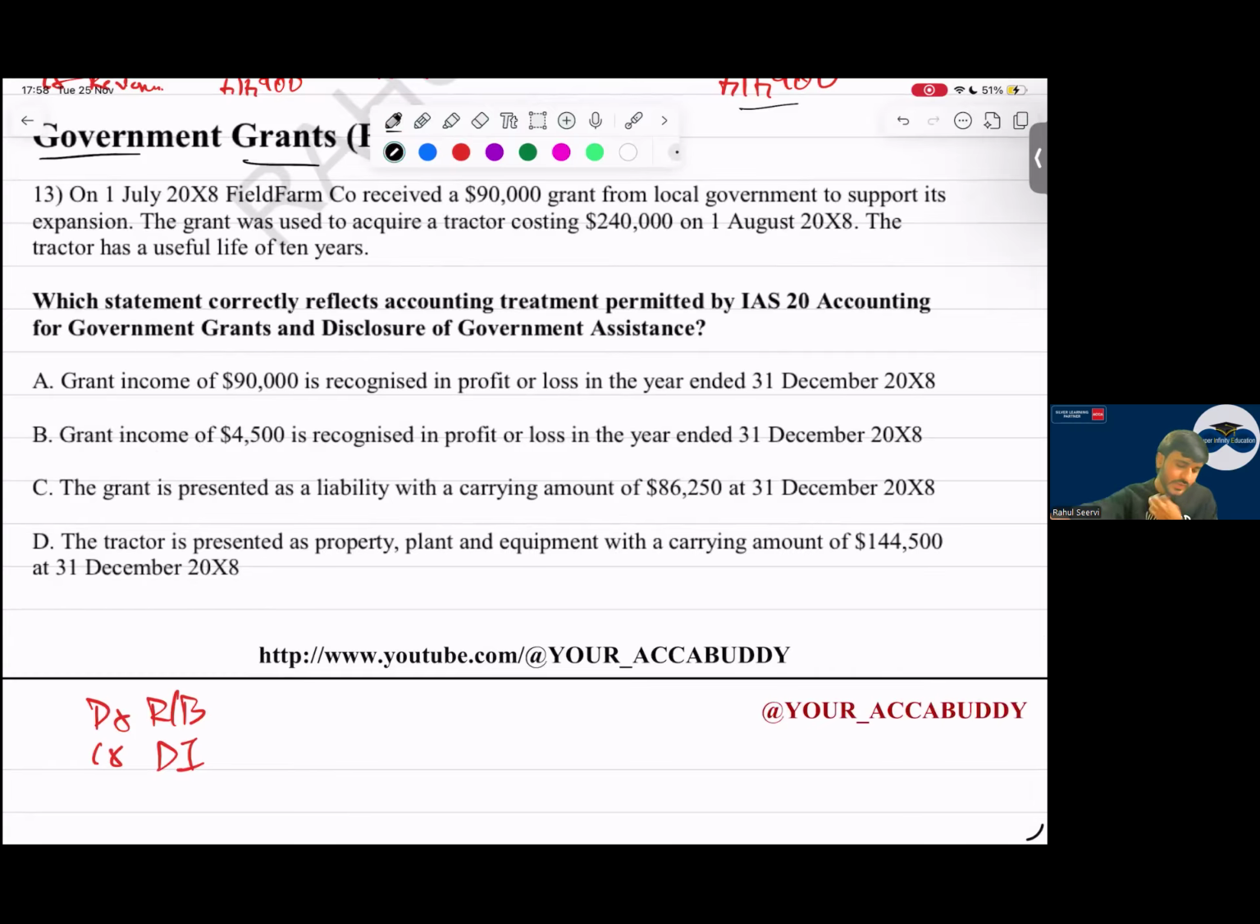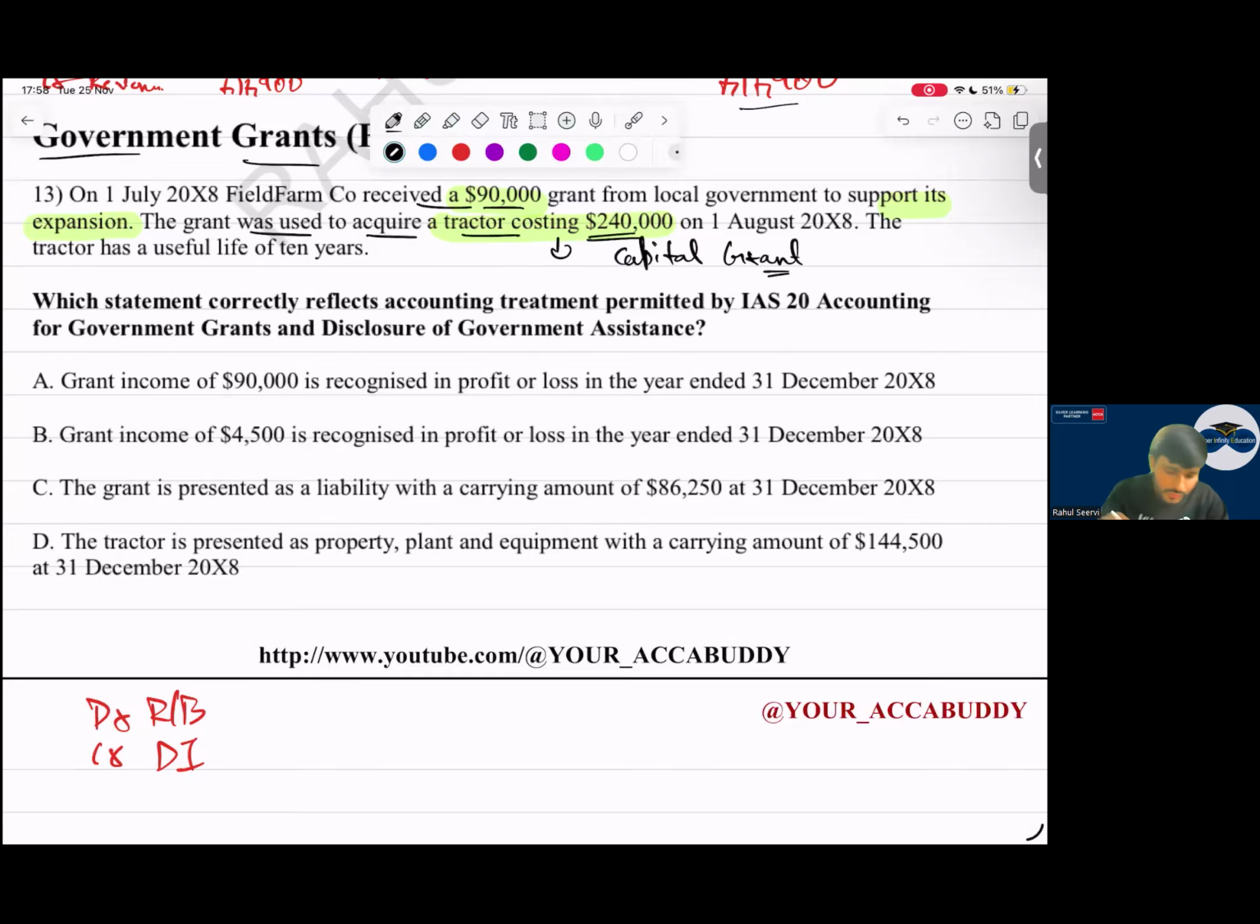On 1st July 2008, F company received 90,000 grant from a local government. Sir, we know local government only will pay, it's not that the American government will pay us. The local government will pay us for the welfare of the society or for purchasing an asset to do business, to support its expansion. The grant was used to acquire a tractor costing 240,000. So what is it, sir? It's a capital grant.